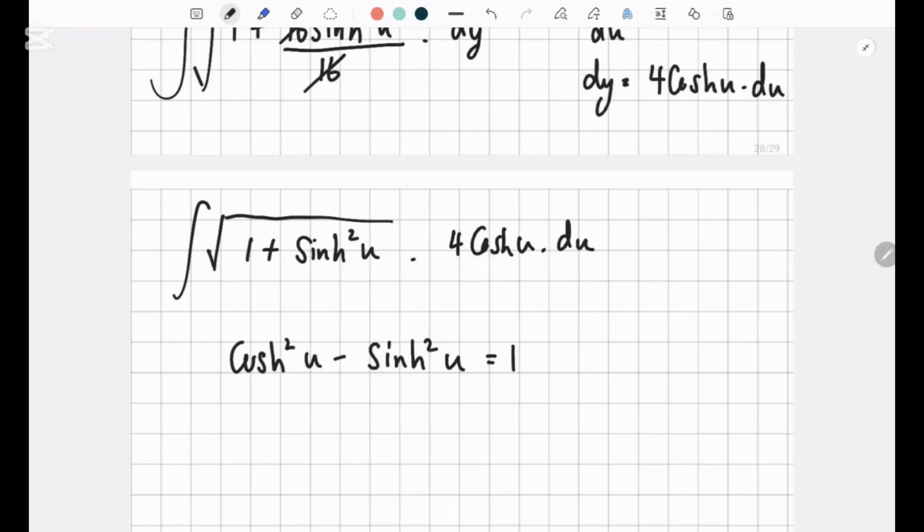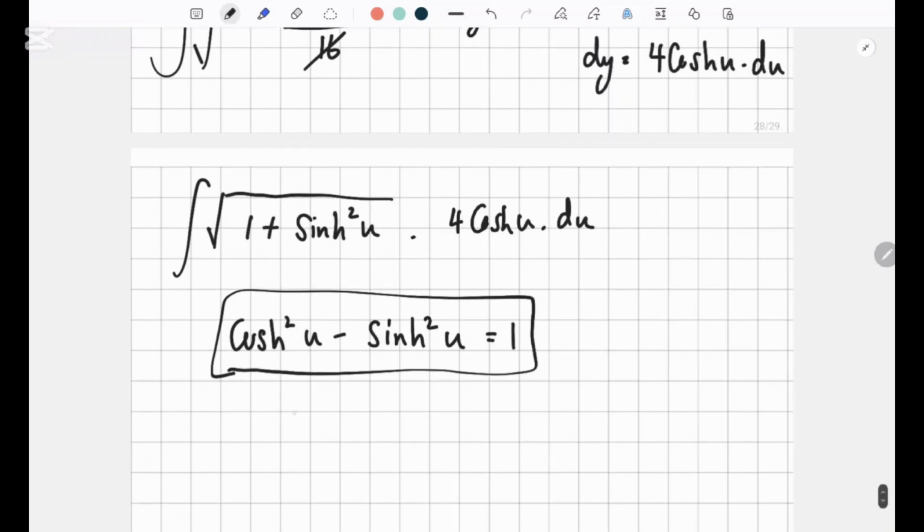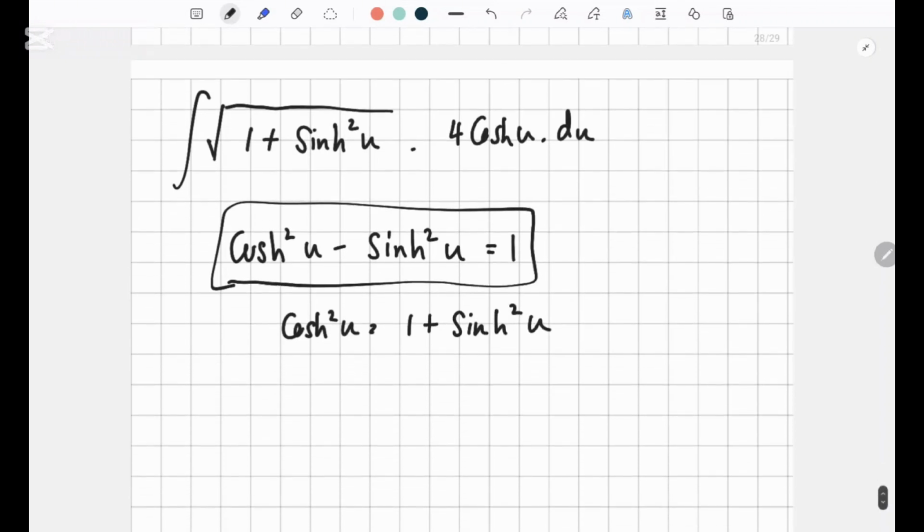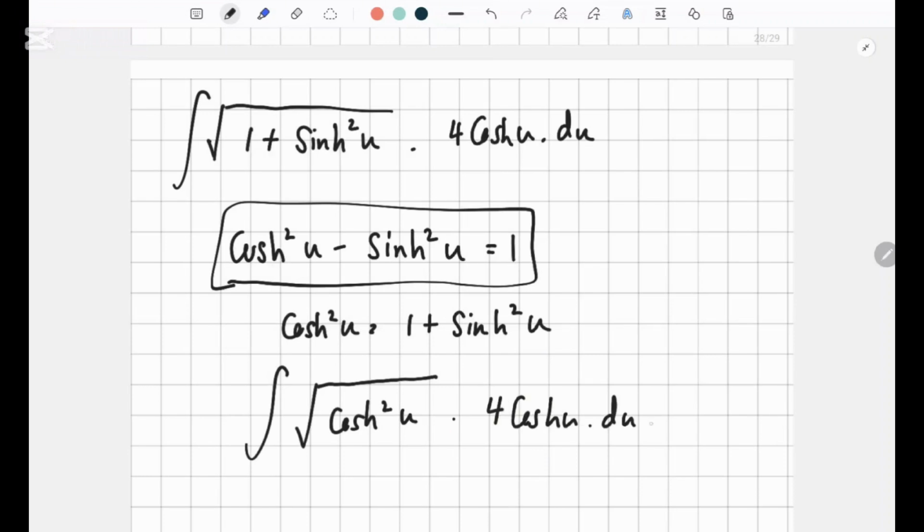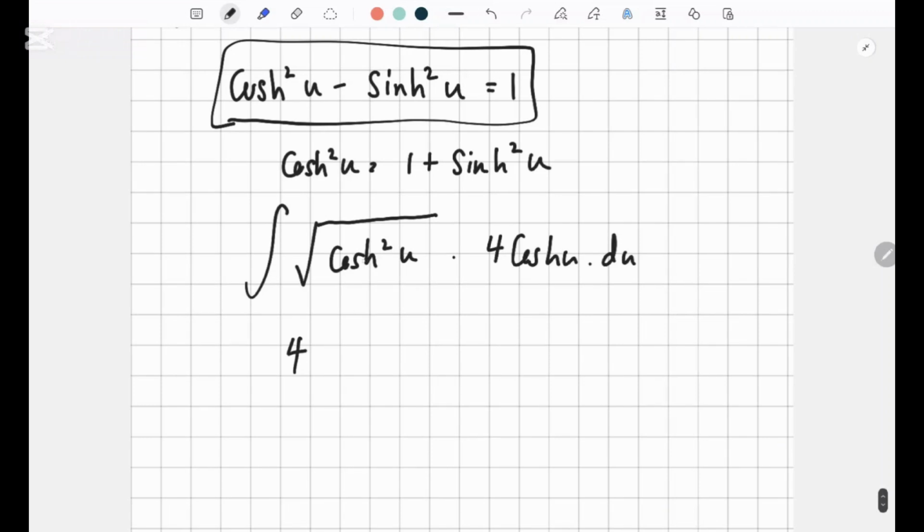Now these are hyperbolic terms, remember. If it's not hyperbolic, the normal one we follow is cos squared x plus sine squared x equals 1, right? But this is different. These are hyperbolic functions, so this is what you have to remember. So cosh squared u equals 1 plus sinh squared u, right? So instead of writing 1 plus sinh squared u, you can write cosh squared u times 4 cosh u du. So you take 4 out, and square root, right?